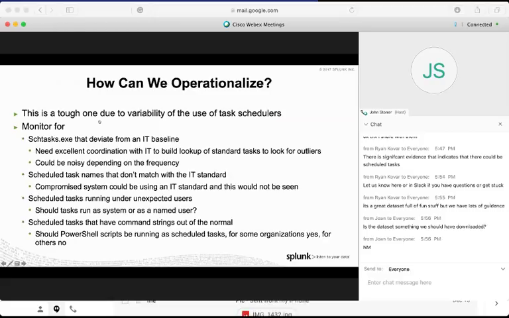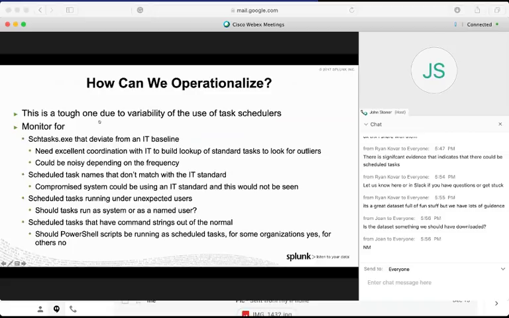But if I can go ahead and understand what the standard IT scheduled tasks are, that's probably a good place to start. If you have users that are building their own scheduled tasks, obviously that can be a little bit tricky. But whitelists and those kinds of things can come into play. You could go ahead and look for task names that don't match the IT standard. You could look for scheduled tasks that are running under unexpected users, right? Should tasks run as system? Should tasks run as a named user, right? Those kinds of questions are good questions to ask because then you can start looking for those as outlier analysis as well.